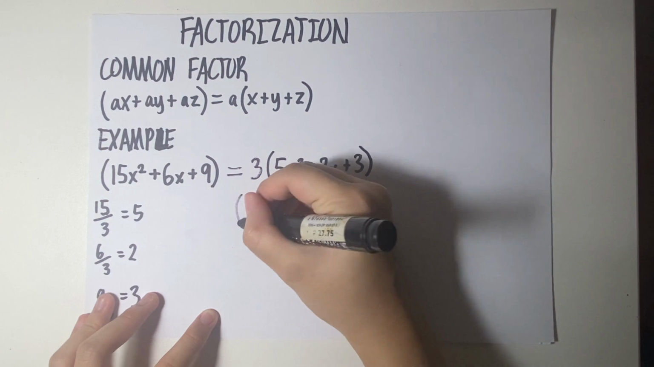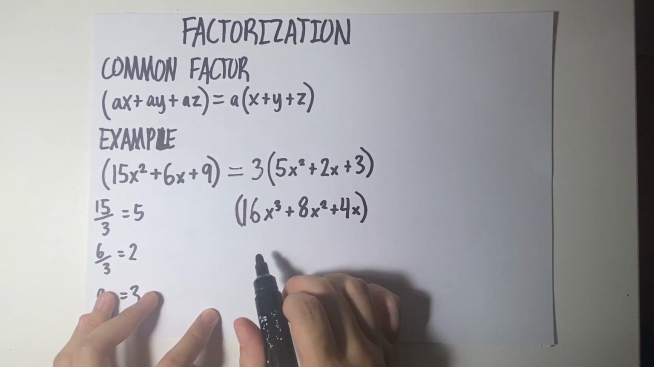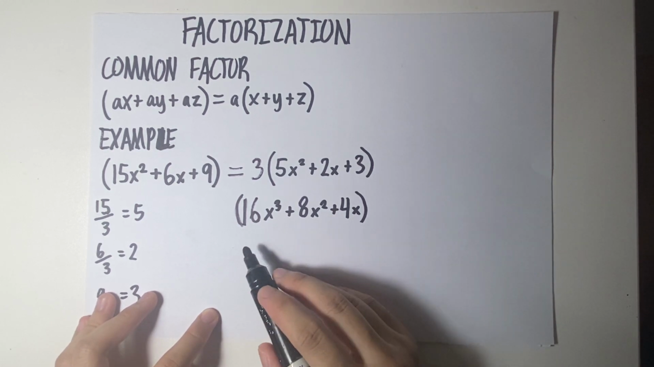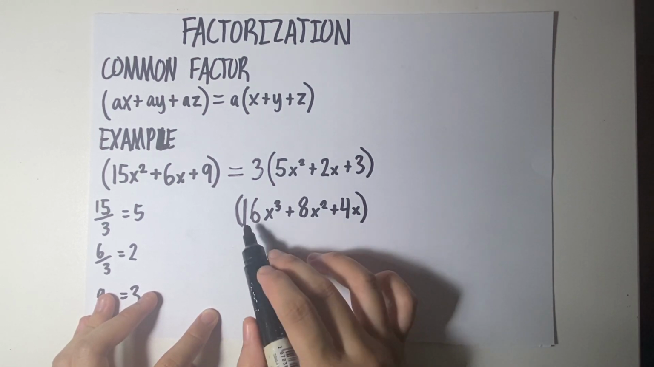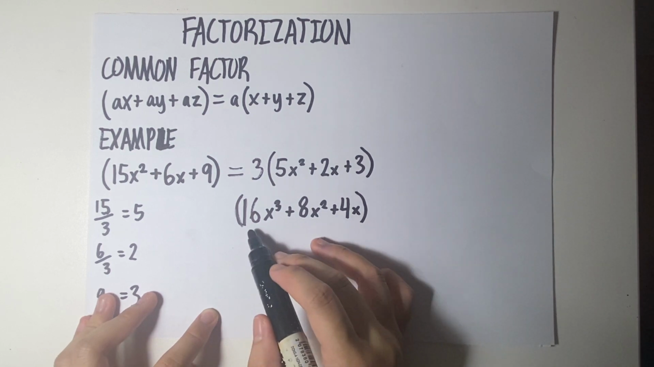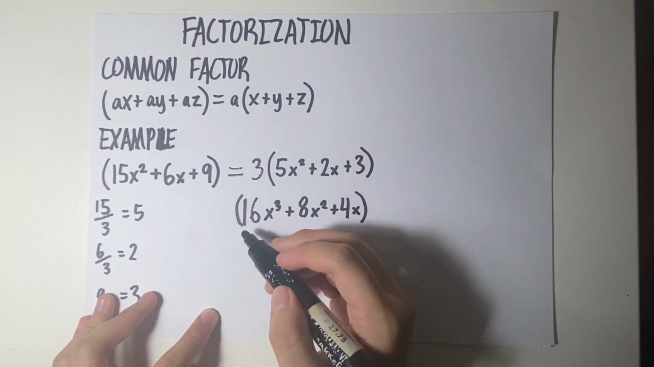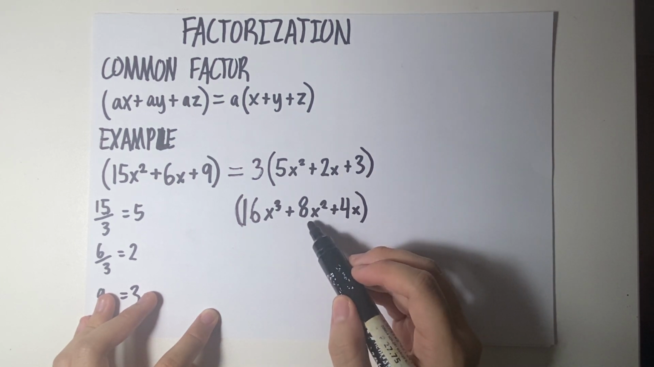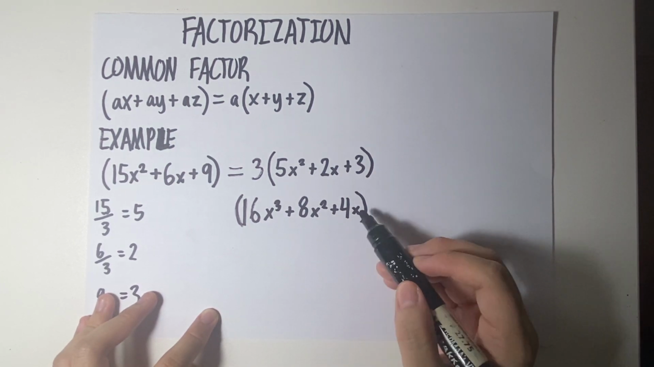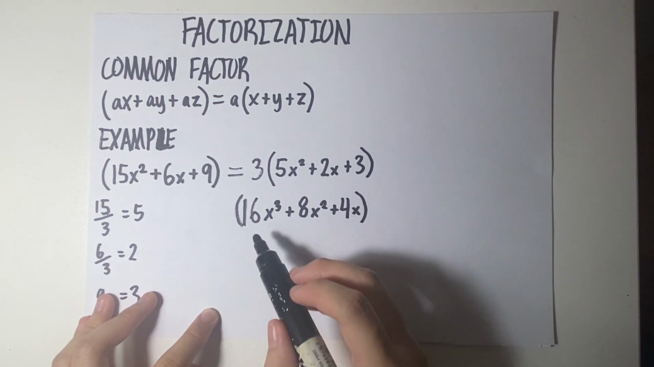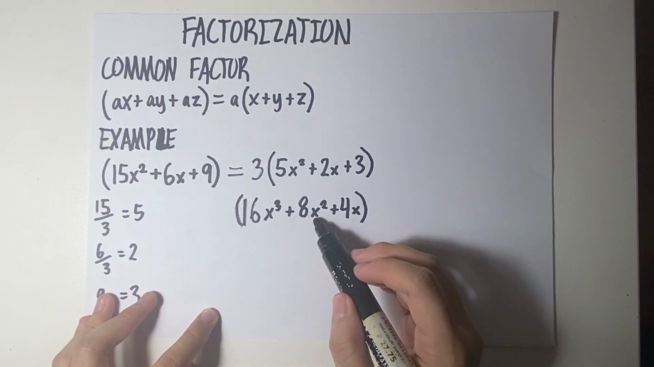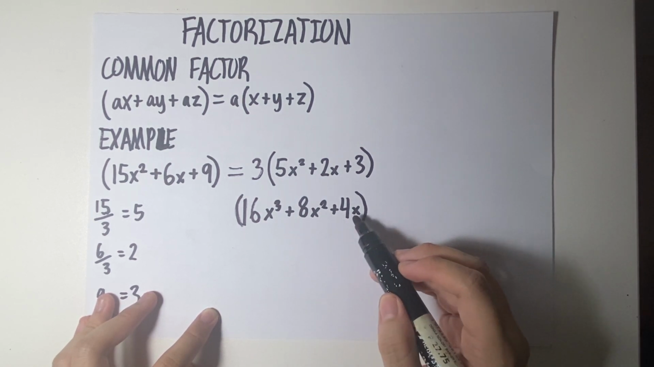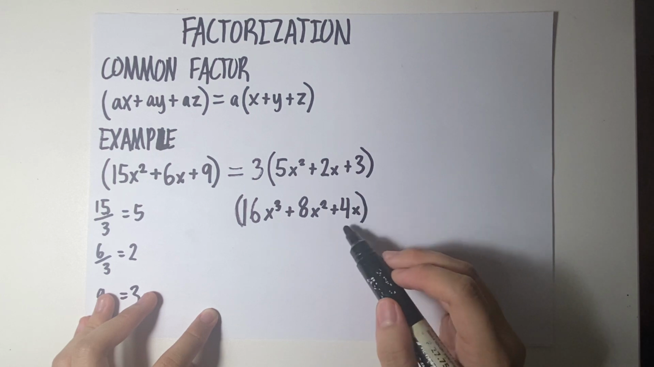Let's say we want to find the common factor of this bracket. Okay, well, what is a commonality between each of the integers here? They are all multiples of 4. 4 times 4 is equal to 16. 4 times 2 is equal to 8. 4 times 1 is equal to 4. Another commonality is that they're all multiplied by x. Okay, therefore, the common factor is actually 4x.